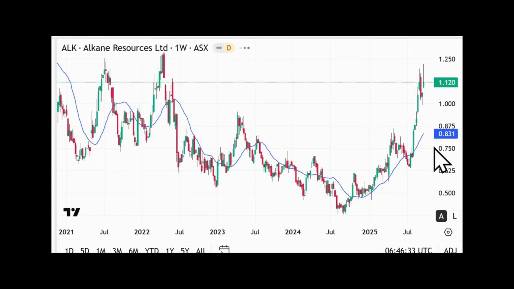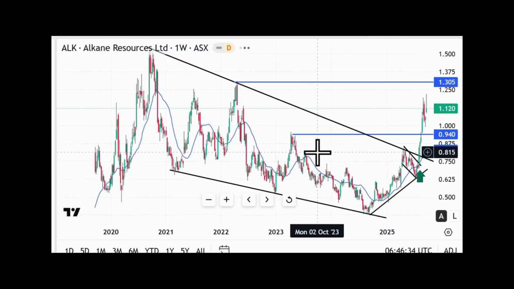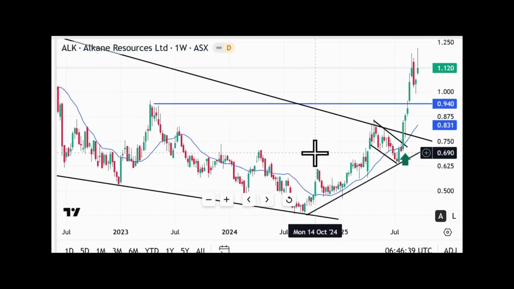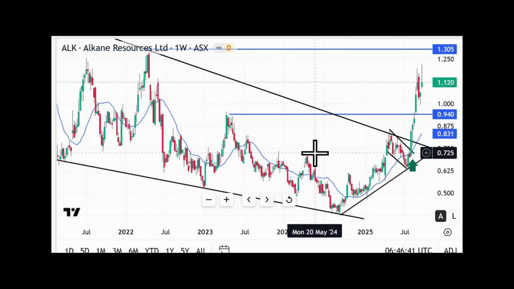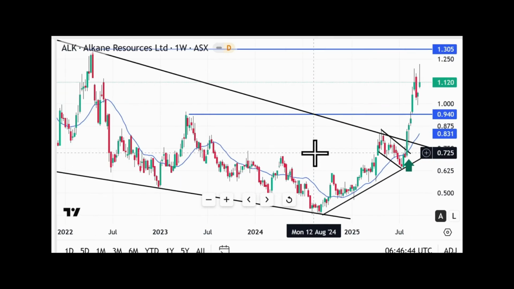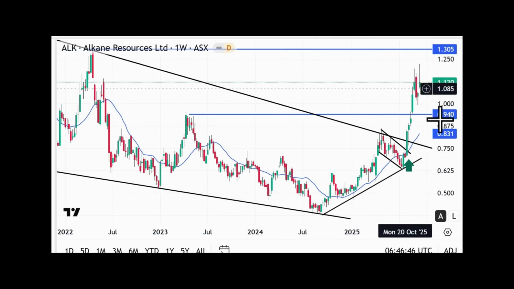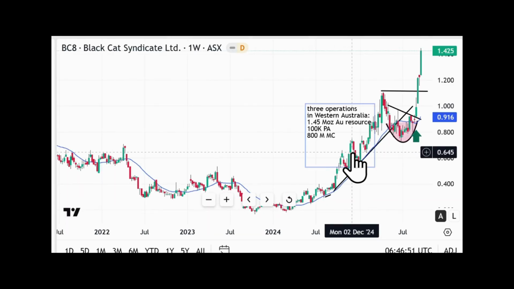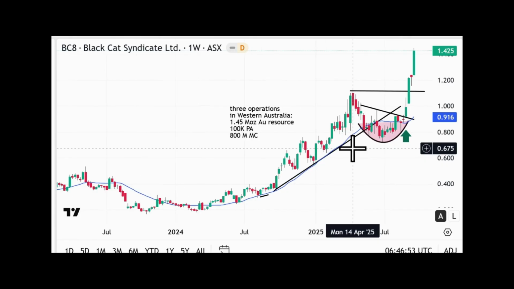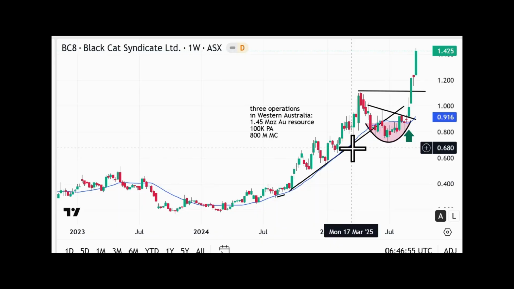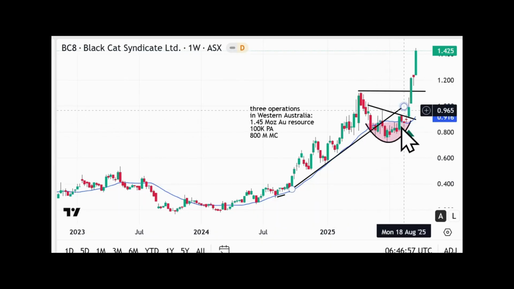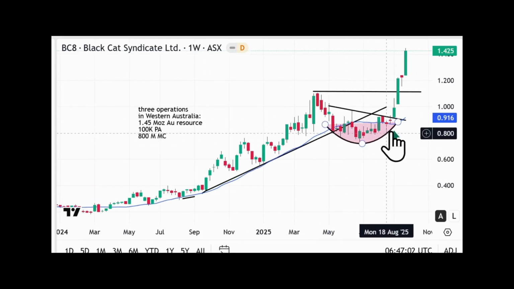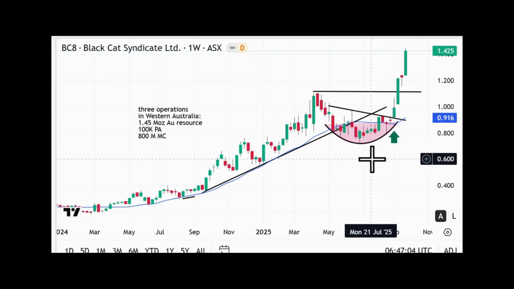Okay, on to it. In no particular order, just alphabetical. So we've got Alkane. A bit of a consolidation going on there with Alkane at those highs. That's fine. Consolidation. Black Cat. Giddy up. So there's that. I know some people were worried down here, but there's nothing better than a rounded bottom. I'm sure you all agree.